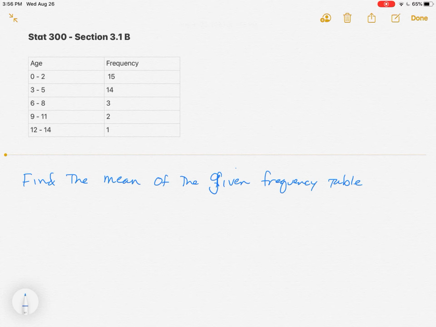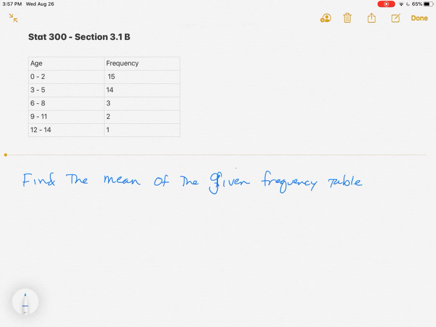So what do we know? As I read this frequency table, I know that there's 15 values that are either 0, 1, or 2. I don't know what they are. All 15 of them could be 0. Some of them could be 0, some of them could be 1, some of them could be 2. That's pretty likely. All 15 could be 2 or 1. And so we don't know. So we actually don't know what the data is. We just know there's 15 of them. There's 14 numbers that are either 3, 4, or 5. And there's 3 numbers that are either 6, 7, or 8, and so forth and so on.